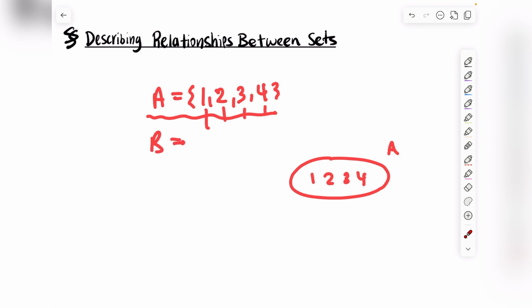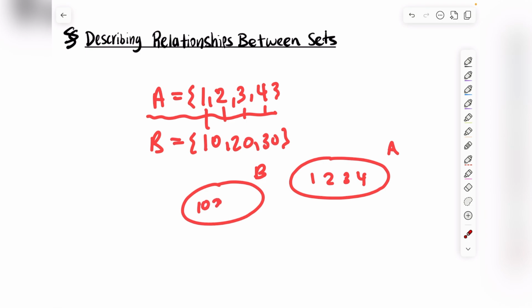And if you have a set B that is equal to the numbers 10, 20, and 30, visually, that's just going to be represented by a circle in space. You can label it B, and B is just going to contain the elements of B: 10, 20, 30. So keep that in mind.